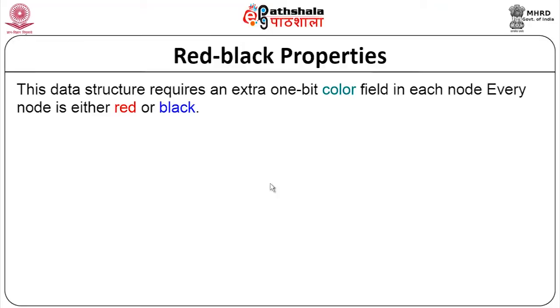Now, these are the red black properties, let us go. You have to understand these red black properties well in order to understand red black trees. So, the data structure requires an extra 1 bit color field in each node. So, as we have already discussed, every node is either red or black. Okay. Now, let us look at the properties. One is that the root is black.